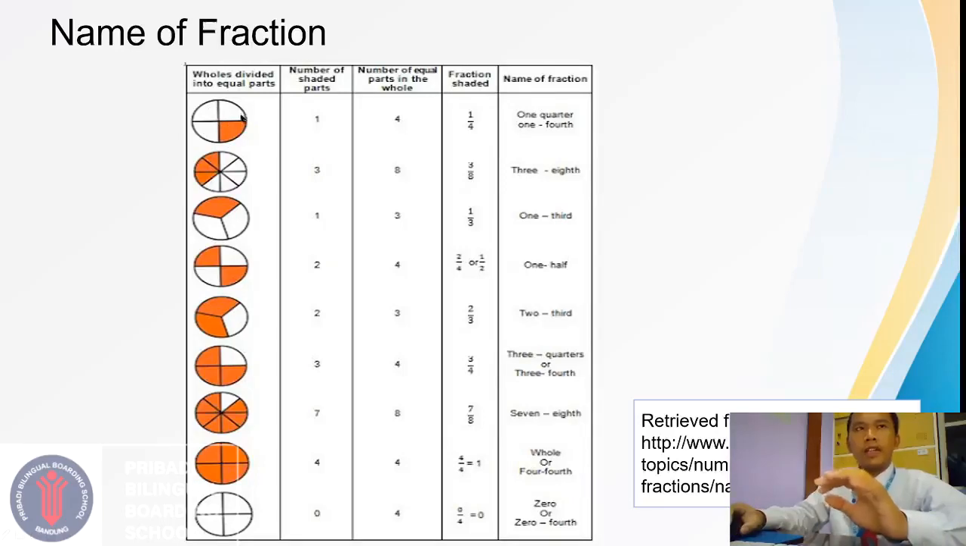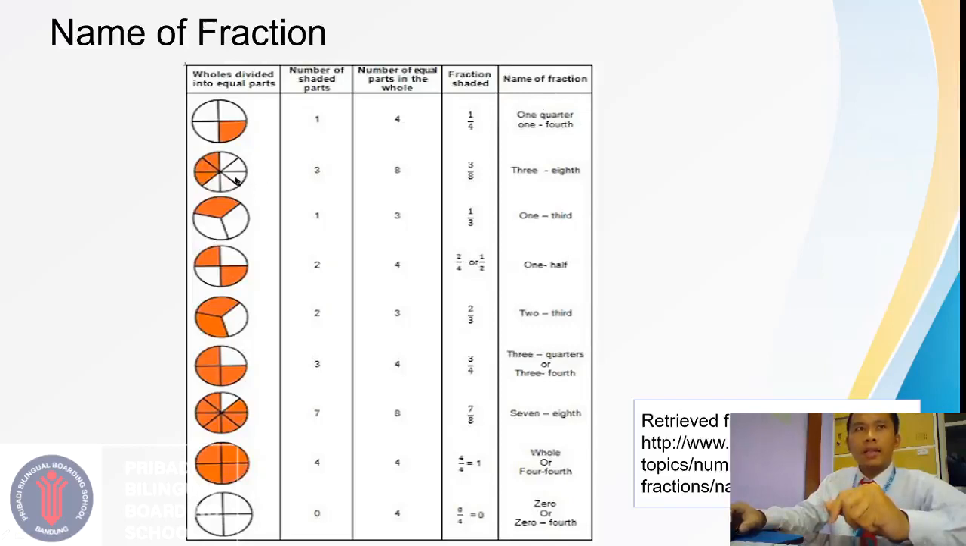So let's see the first picture. The number of shaded parts, or colored parts, is 1, right? Only 1 here. And the number of equal parts in the whole is 4: 1, 2, 3, 4. So the fraction shaded is 1/4, one quarter. So the name of the fraction is 1/4.